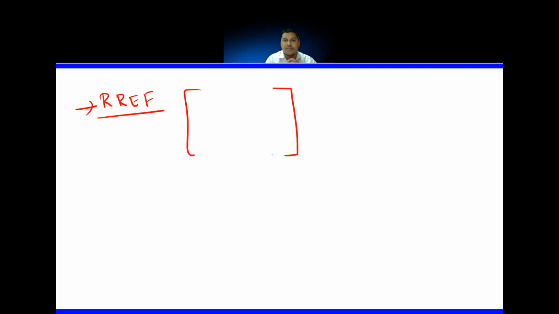Now there is one more technique here. What is the use of this reduced row echelon form? There's one use of this reduced row echelon form. Okay, suppose you are given a matrix. I am given 1, 0, 2, 0, 1, 1, 0, 0, and 1, 2.